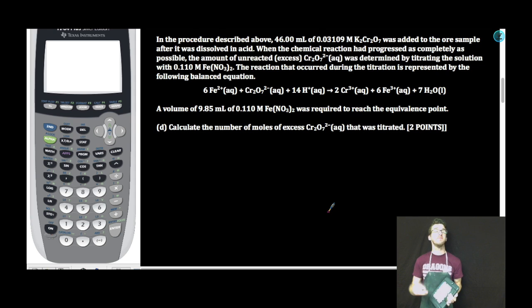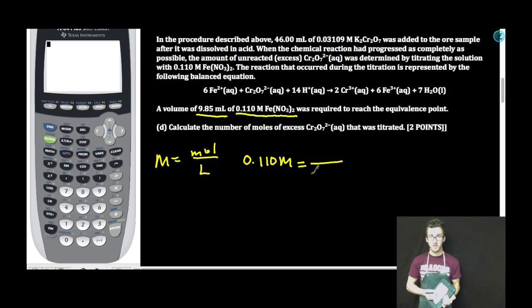Alright, if you're as confused as I am about this problem, I always try to think to myself, how can I get to number of moles? Is there anything that I can use to get to number of moles of anything in this problem? Because generally, if you don't know what to do, it's a pretty good step. I'm going to take my 9.85 mL of 0.110 molar iron(II) nitrate to determine moles of iron(II) nitrate that was required to reach the equivalence point. I can do that using my molarity equation. I know the molarity and I know my volume.